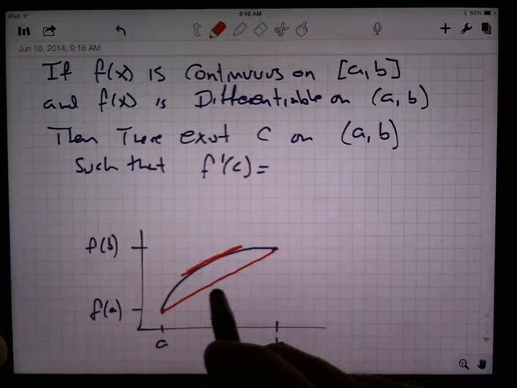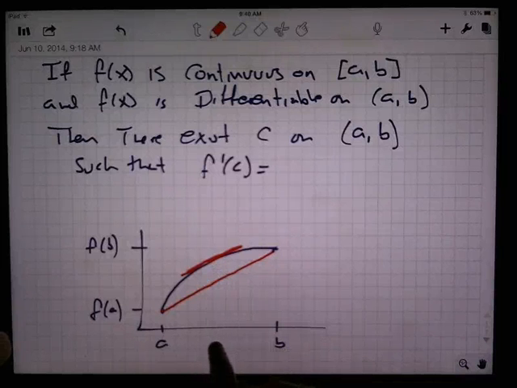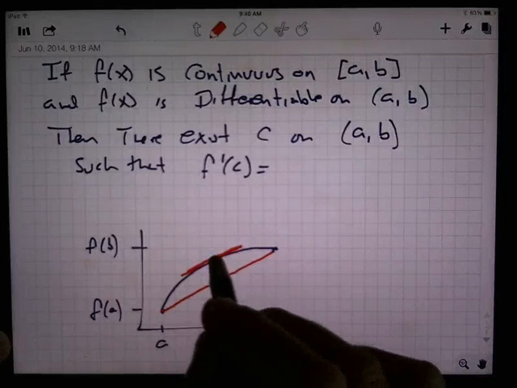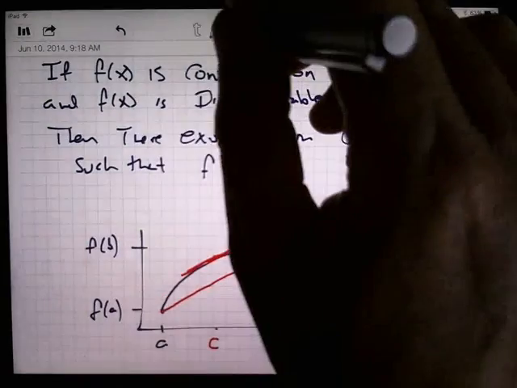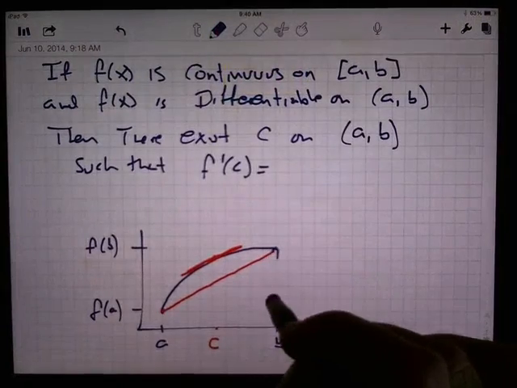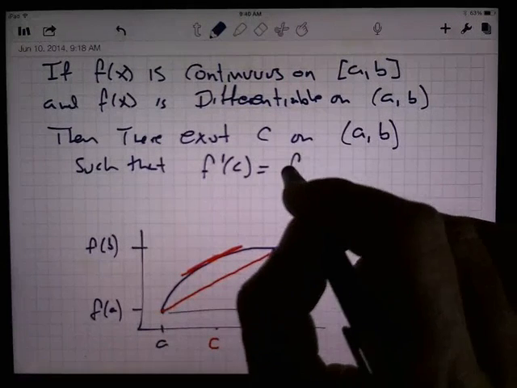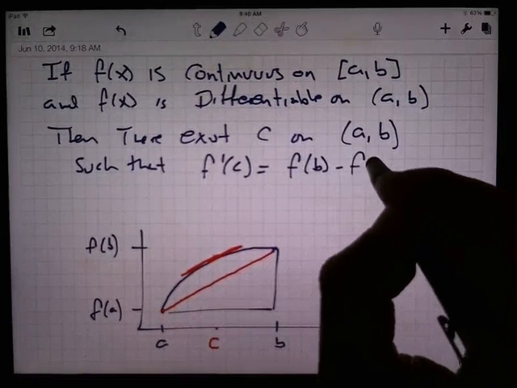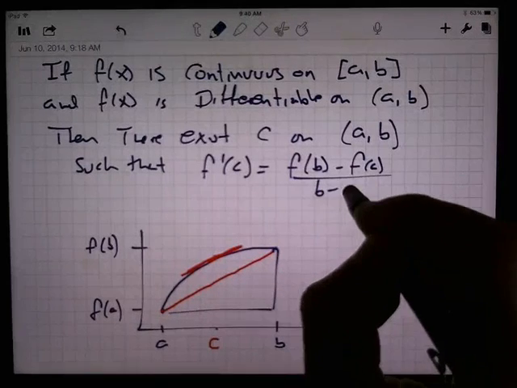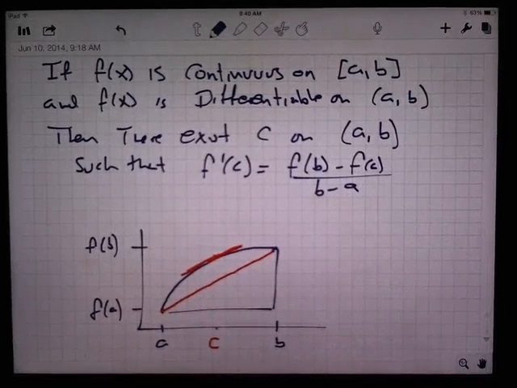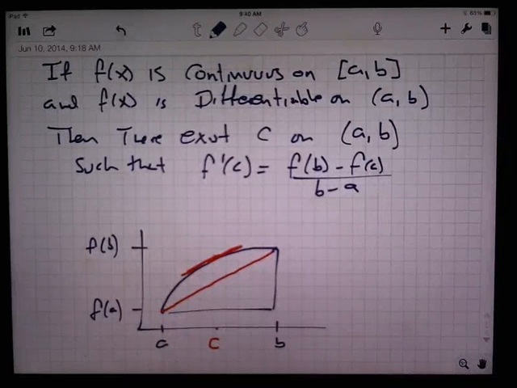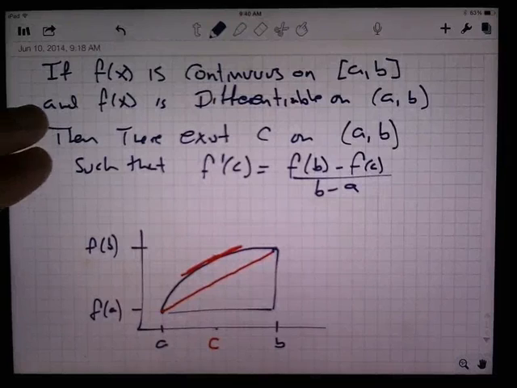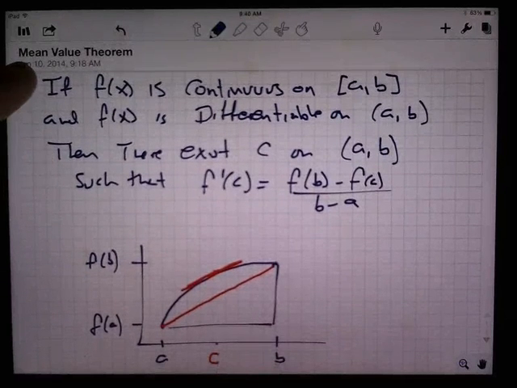So this would be the point c right here. And the slope that we're guaranteeing is the slope of that straight line between them. That would be rise over run, so f of b minus f of a over b minus a. And that's the mean value theorem.